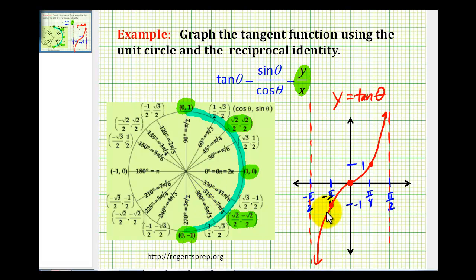And of course, if we needed more points in this interval, we could just select different angles and then determine the value of y divided by x. So if you know your unit circle, this is a nice way to remember the graph of y equals tangent theta.